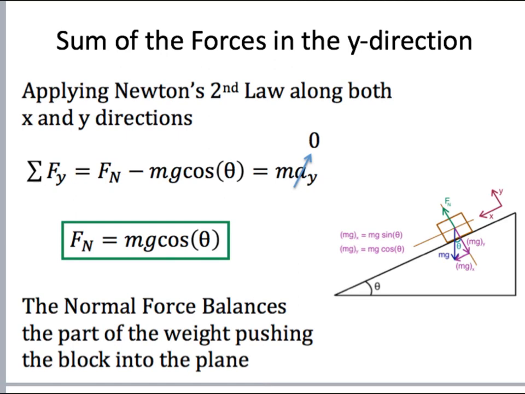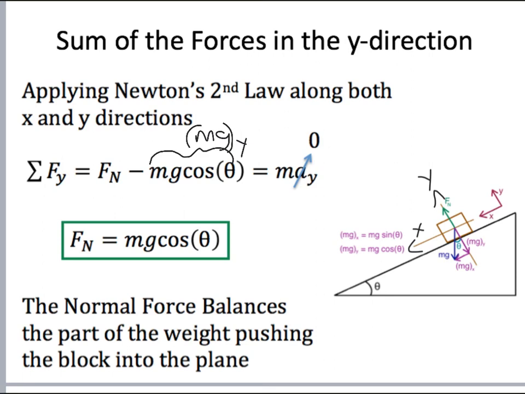Remember, my y direction is pointing like this, my x direction is pointing like that, down the plane and perpendicular to the plane. So the two forces along the y-axis are the normal force, which is right here, and the y component of the weight. And so we can sum the forces in the y direction. It's the normal force minus mg cosine of theta. And remember, this is just mg y component. And so that's what we plugged in there.